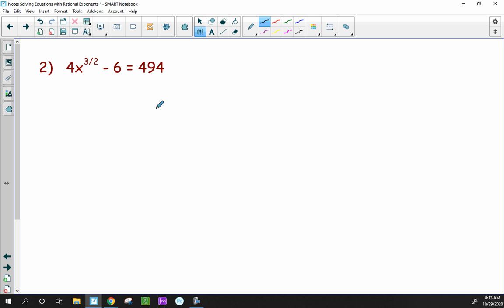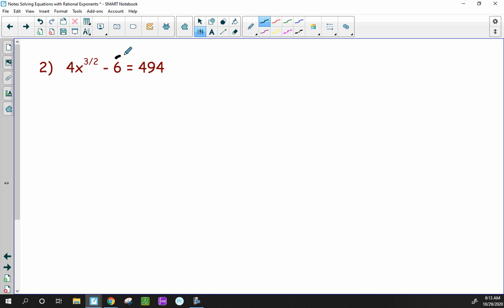Okay, check out number 2. We have 4x to the 3/2 minus 6 is equal to 494. Okay, notice, back to my last comment, in this problem I don't see parentheses. So the 3/2 is actually the power only on x. 4 is raised to the 1st power. So that is going to make a difference in how you see that problem.